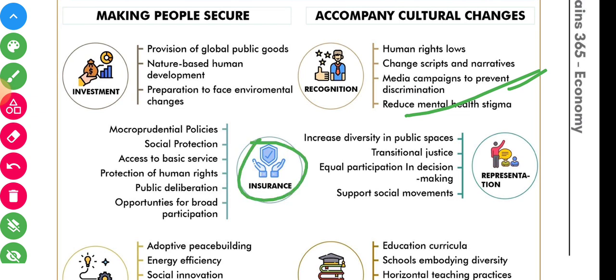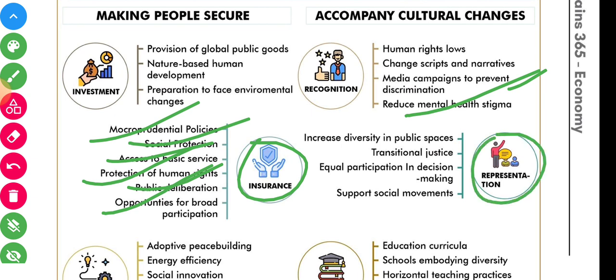Insurance: macro-prudential policies, social protection, access to basic services, protection of human rights, public deliberation, opportunities for broad participation. Representation, increased diversity in public spaces, transitional justice, equal participation in decision making, support for social movements.